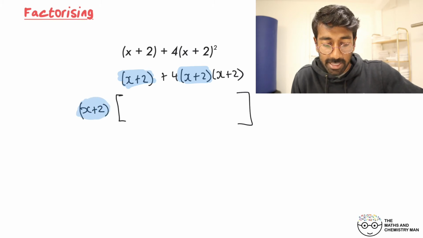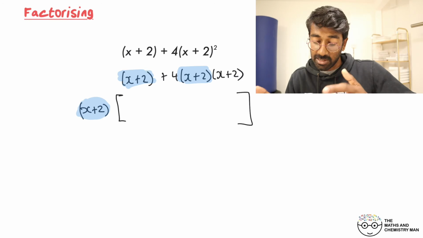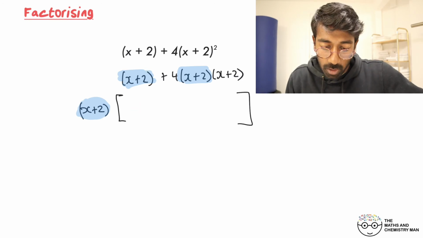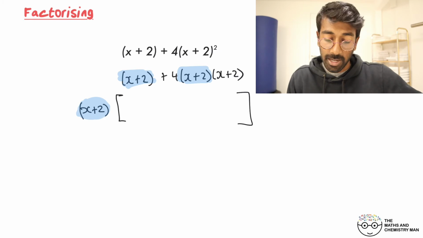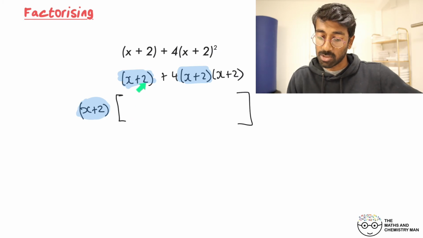So that's what I'm taking on the outside. Now what I'm going to do is figure out what is left on the inside. Well, over here, I used to have an x plus 2. I took x plus 2 on the outside. So how do I work out what's left? I do x plus 2 divided by x plus 2. So it's just 1.